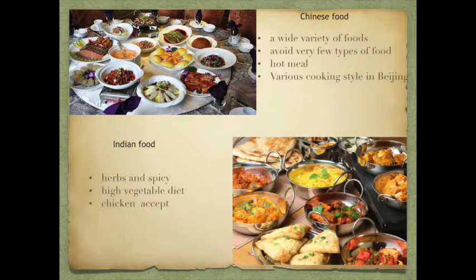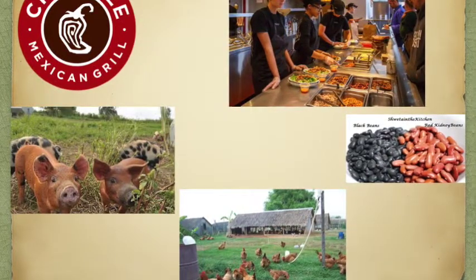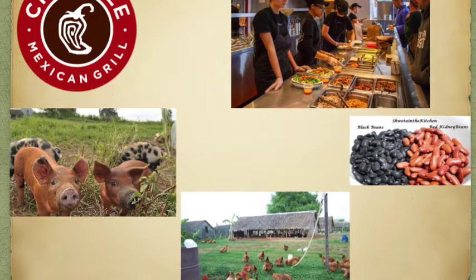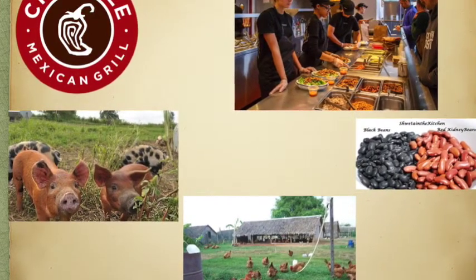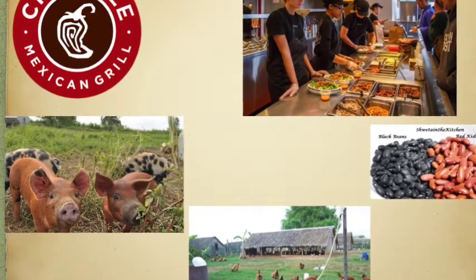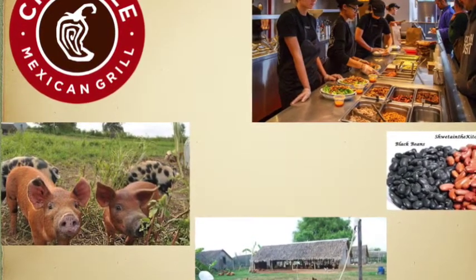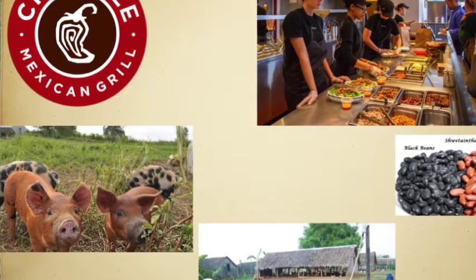And Indian food is famous for herbs and spice. And due to religion and tradition, there are a lot of vegetarians in India. But for the non-vegetarians, chicken is accepted. We will use Chipotle Mexican Grill as an example to do research. Basically, the pork, beef, and chicken in Chipotle are all organic, and each ingredient is laid out in front of you so that you can choose the perfect combination to make your perfect meal.